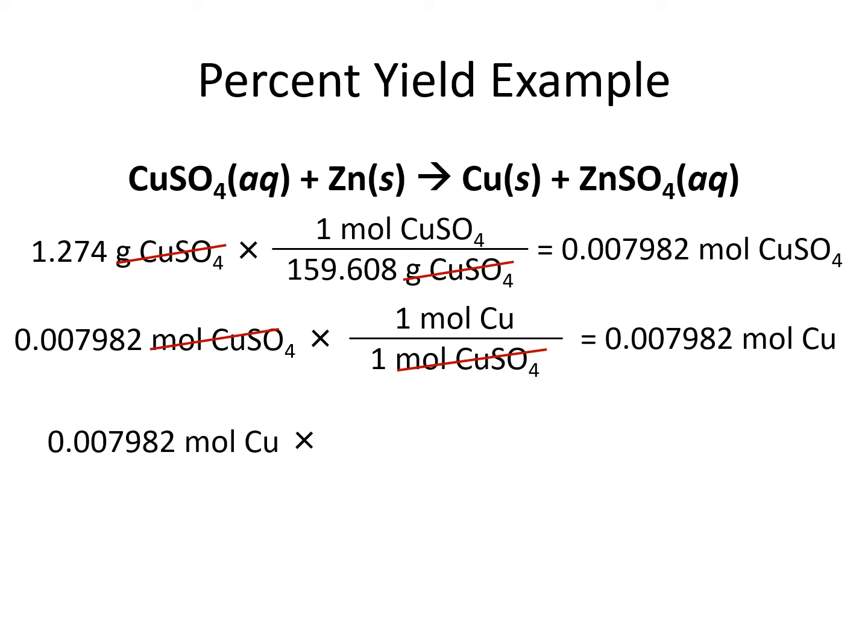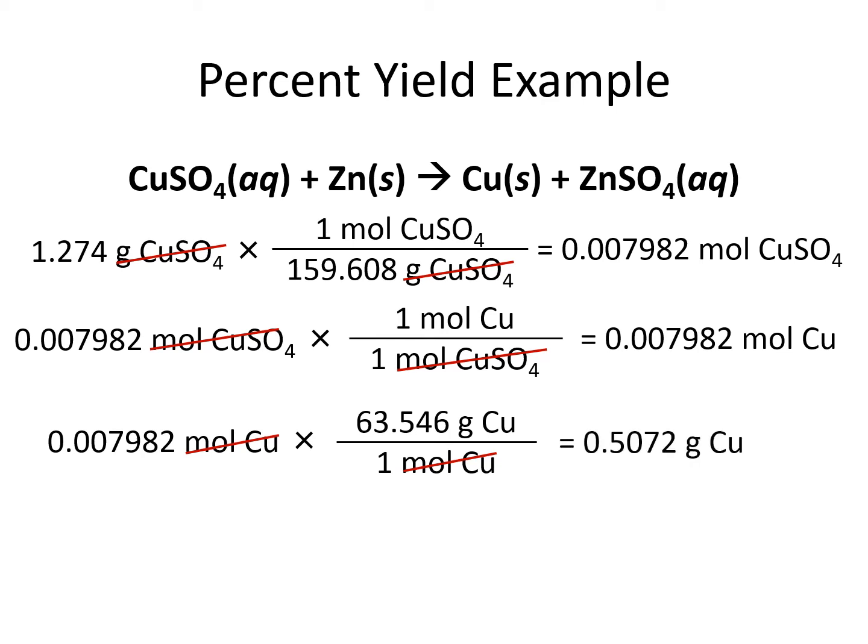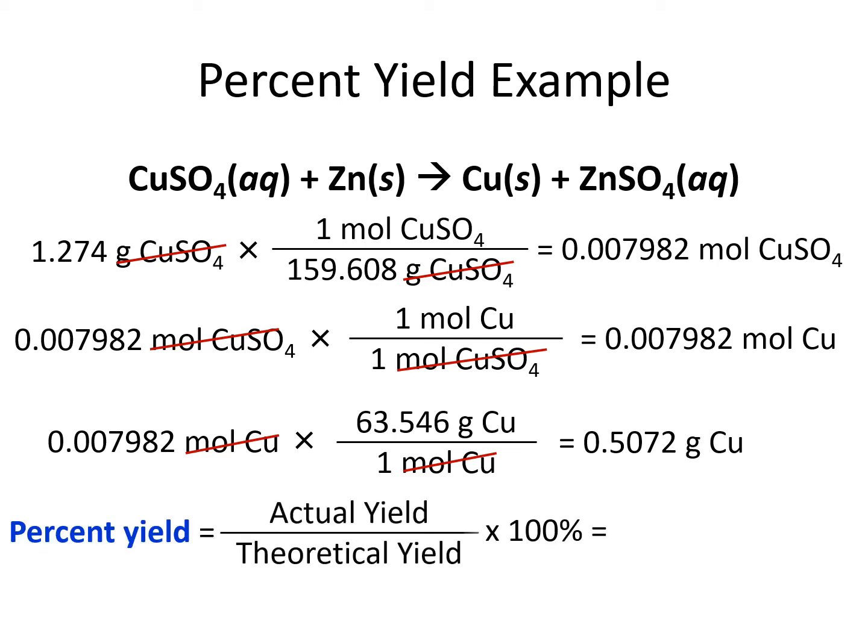For our last conversion, we can go from moles of copper to grams of copper using the molar mass of copper. This time the molar mass goes on the top. We're multiplying 0.007982 by 63.546, and we get 0.5072 grams of copper. Our percent yield is going to be actual divided by theoretical times 100. Our actual yield that we got in the lab was 0.392. That was given in the problem. We divide that by our theoretical yield, which we just calculated to be 0.5072. And then we multiply by 100, and that gives us 77.3% as our percent yield.